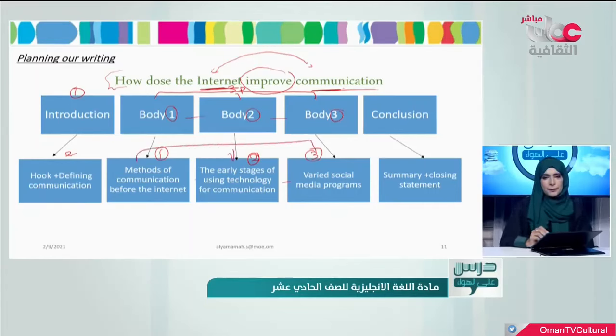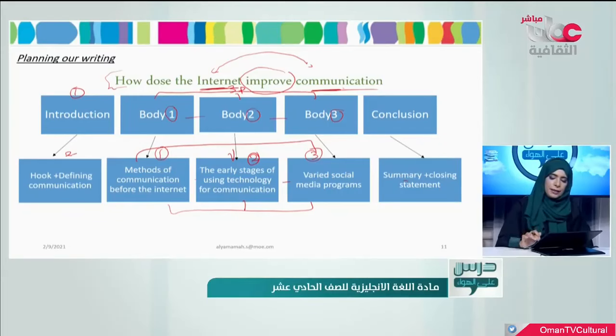Varied social media programs. So we will use the internet to establish some different applications that enhance communication between people around the world. At the end, we will close the essay by stating a summary which should be related to the 3 ideas that we mentioned in the body, and we will have a closing statement that should leave a good level of interest on our reader.